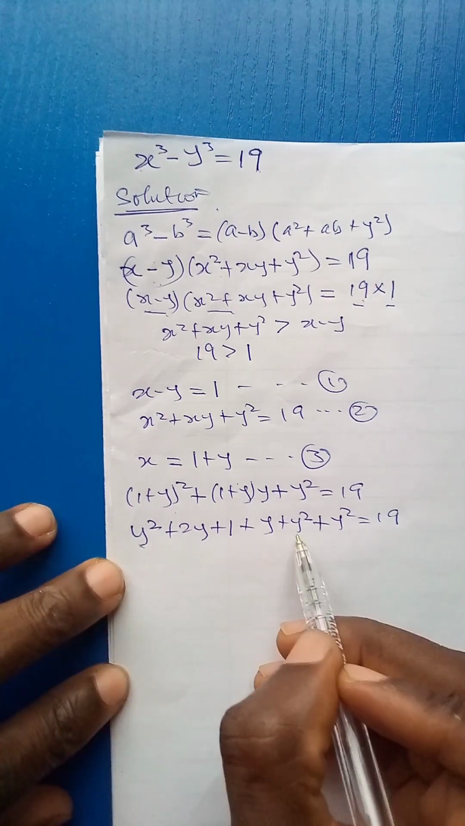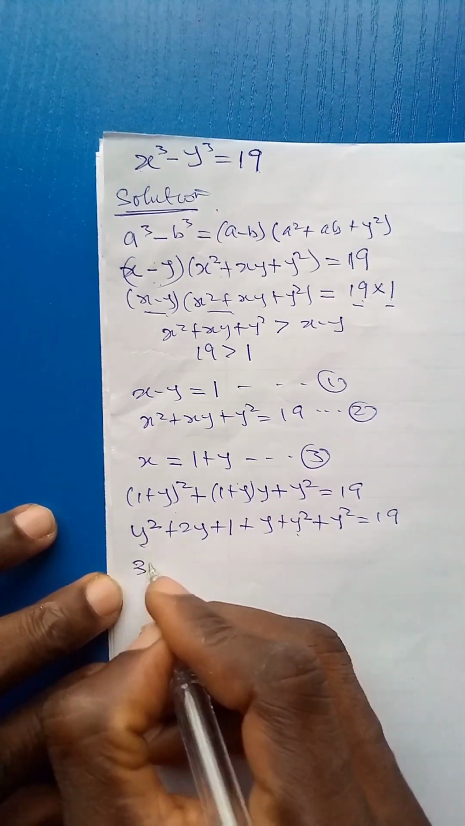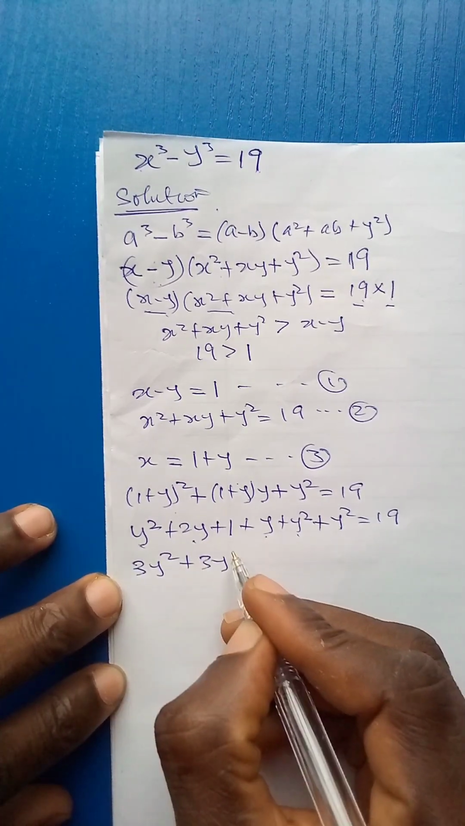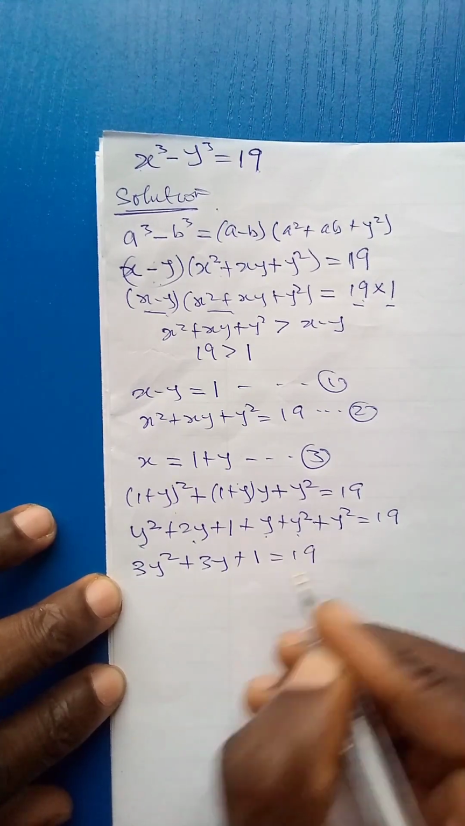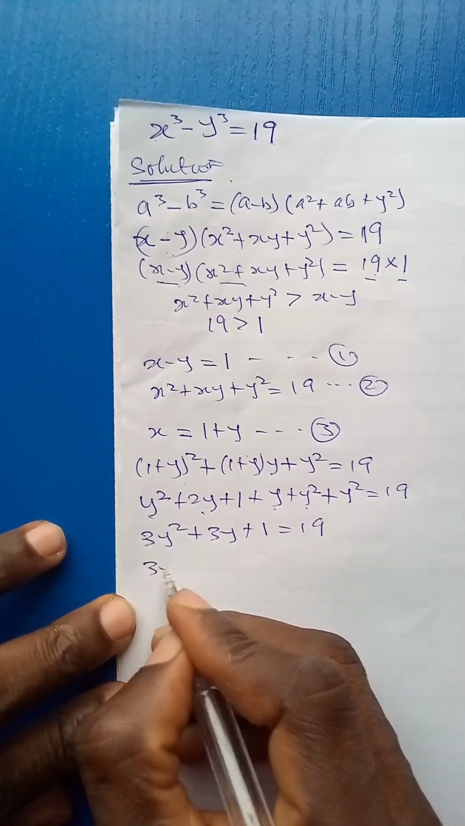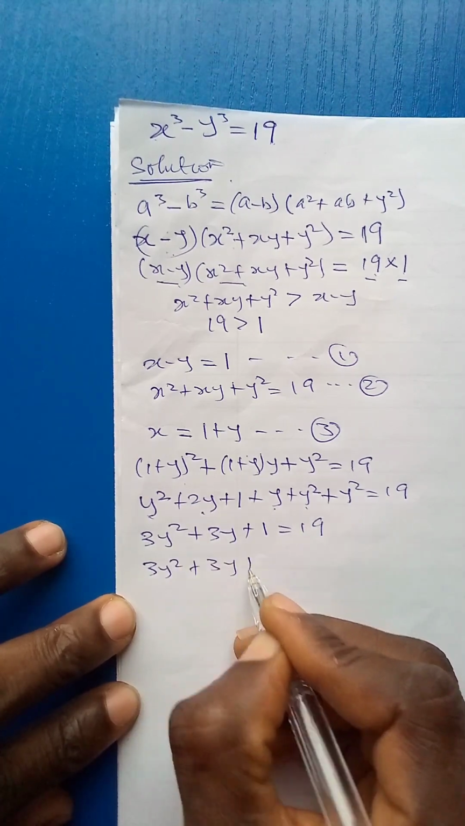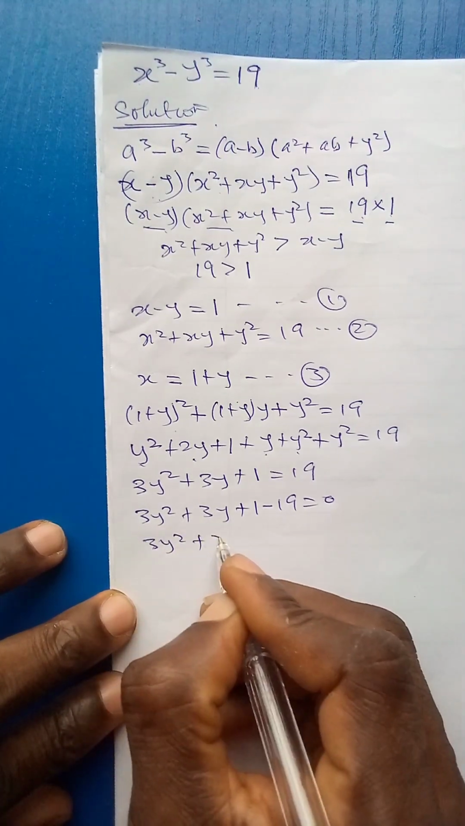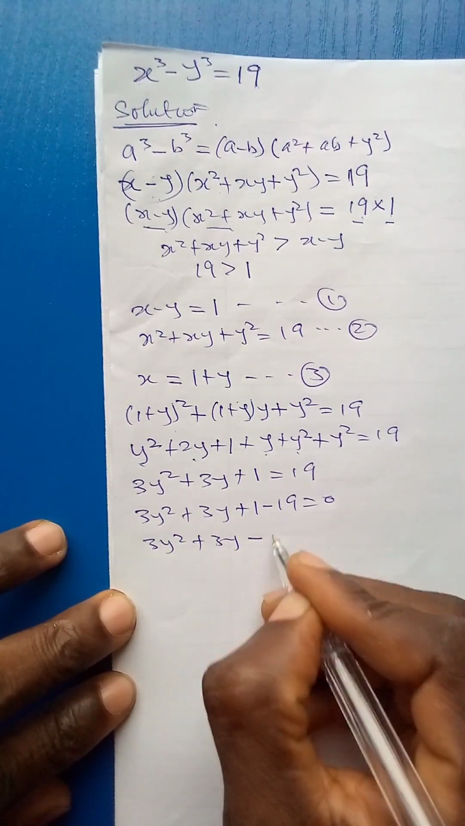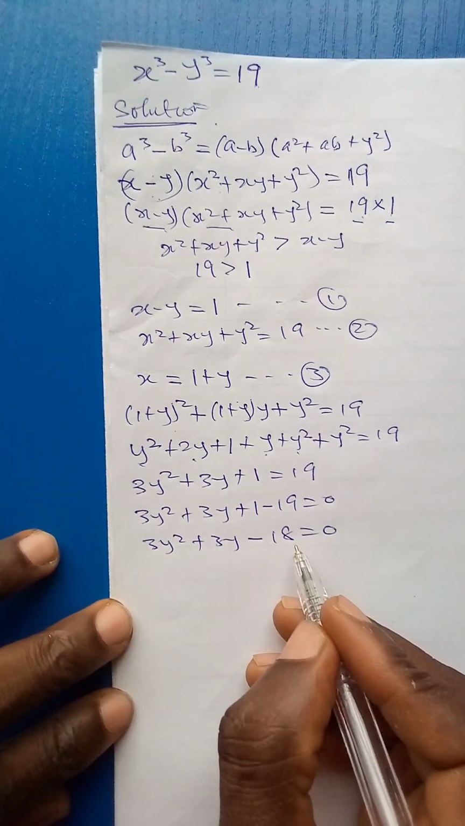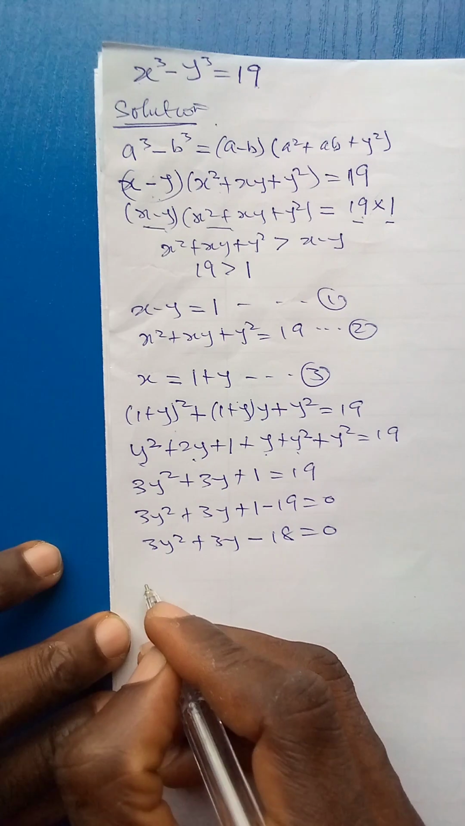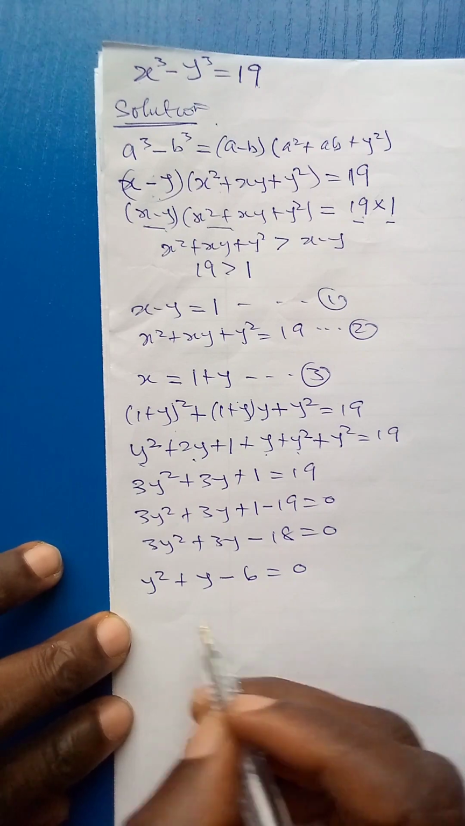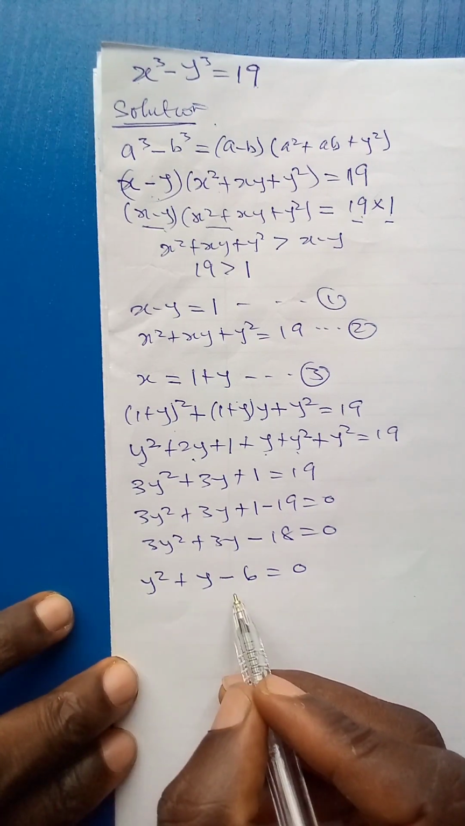So let's add these terms with squared. So I have 3y squared plus, let's add this and this to give us 3y, and then plus 1 is equal to 19. So it simplifies into 3y squared plus 3y plus 1 minus 19 is equal to 0. Or 3y squared plus 3y minus 18 is equal to 0. I can divide through by 3. If I divide through by 3, I have y squared plus y minus 6 is equal to 0. So a quadratic equation. And I can factorize this quadratic equation.